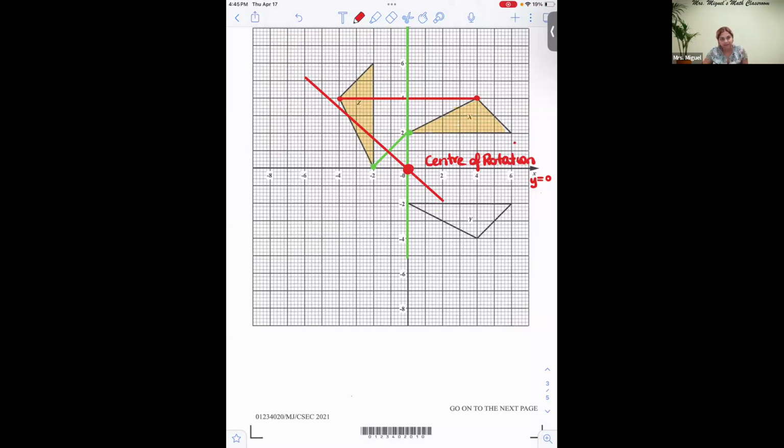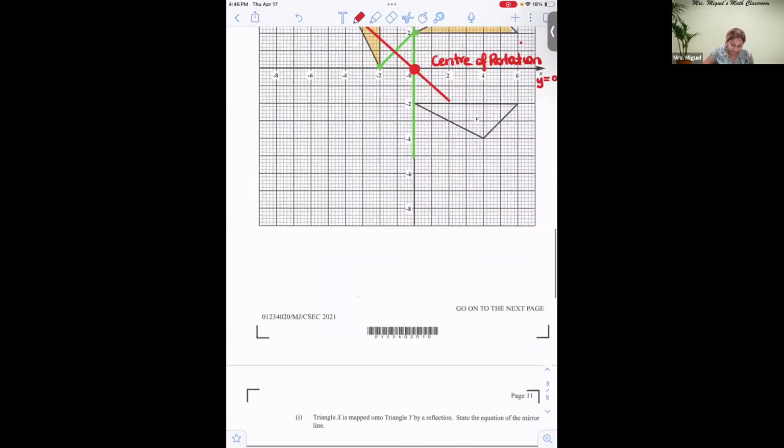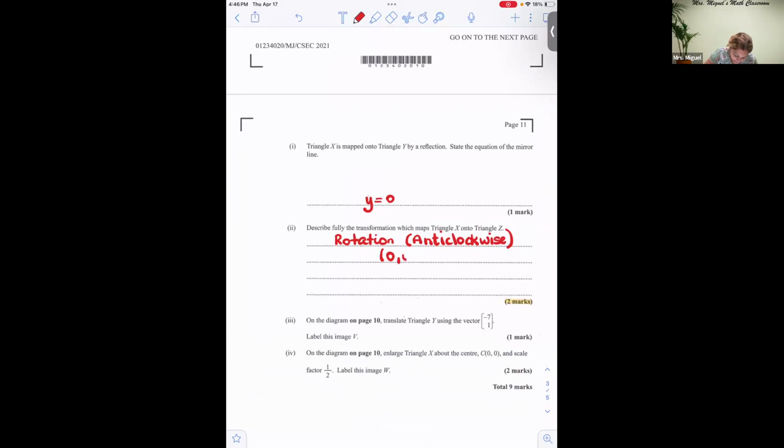So let me revise it. I draw a line connecting 2 points and I draw a 90 degree. How did I get 90 degree? Well, just draw the line straight and then for the next line, I connect the next 2 points here and I draw a 90 degrees. And where the two lines intersect, that is the center of rotation. And that is the point 0, 0. So this is the center of rotation, right?